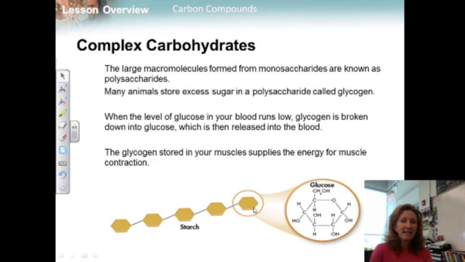Many animals store excess sugar in a polysaccharide called glycogen. When the level of glucose in your blood runs low, glycogen is broken down into glucose, which is then released into the blood. The glycogen stored in your muscles supplies the energy for muscle contraction. You just learned about the first macromolecule, carbohydrates. Can you name the three types mentioned?